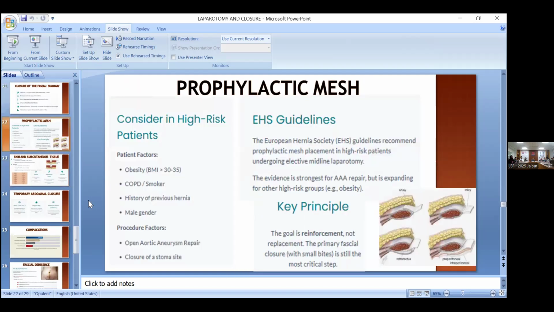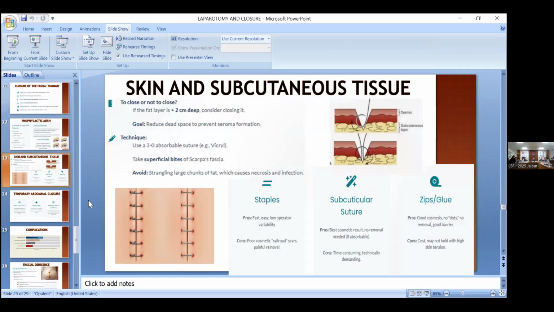Prophylactic mesh can be used in high risk cases only. Its main principle is to reinforce and not replace. When patients are very obese, have a history of previous hernia, or are chronic COPD smokers, and there are guidelines for open aortic aneurysm repair or closure of a previous stoma site, prophylactic mesh can be considered, though it is not a routine practice. Finally, coming to the closure of skin and subcutaneous tissue.